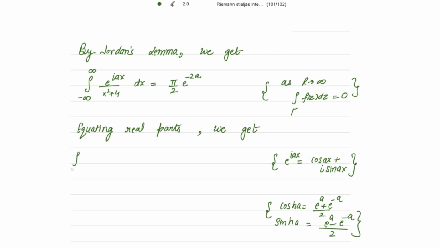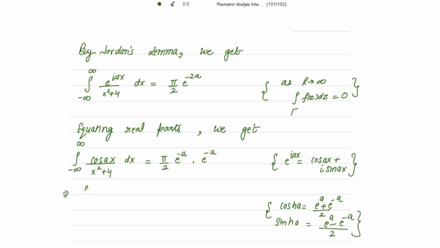we get the integral from minus infinity to infinity of cos(ax), this is what we need, over x squared plus 4 dx, equal to pi by 2. This is already your real part. There is no i, so this will be as it is. Can I write e^(-2a) as e^(-a) into e^(-a)? There is a reason for that.